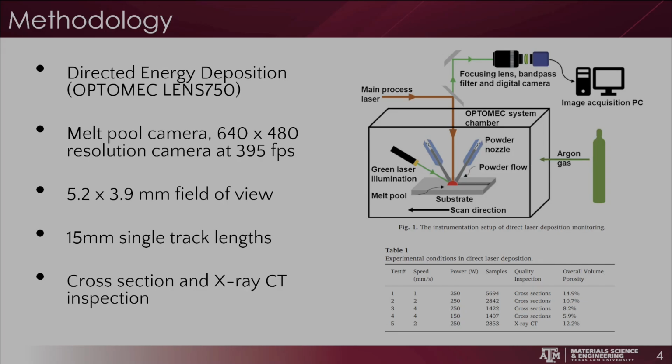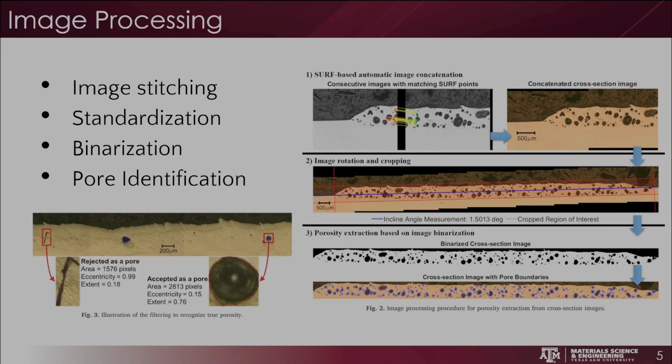Four of these were examined using cross-section analysis, and then the last one was inspected using X-ray CT. Image processing and data standardization is very important for the input data for neural networks to ensure that you get a good result. To do this, they captured microscopy images of the cross-sectioned sample, which were then stitched together, and then were standardized for rotation and cropping.